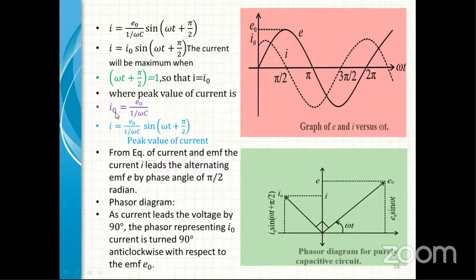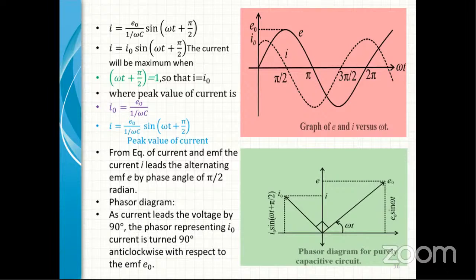Ohm's law is I equal to V divided by R. If you compare it with this equation, you will realize that this R, in terms of this capacitor, is equal to 1 upon omega C, and this is called the capacitive reactance. That means, in short, the resistance offered by the capacitor is called the capacitive reactance.